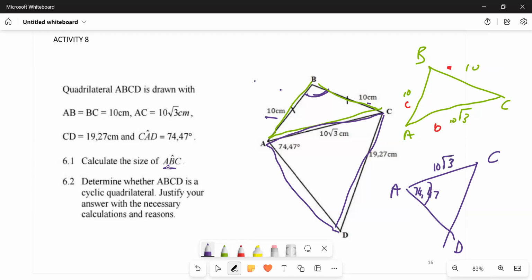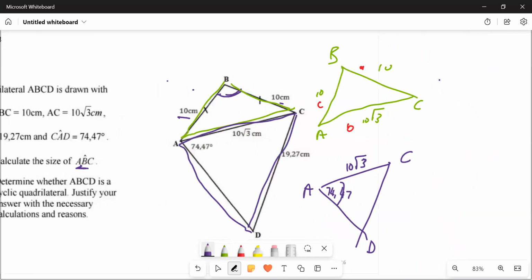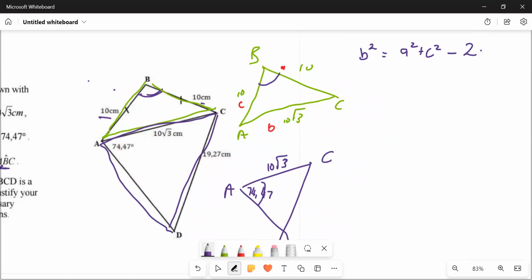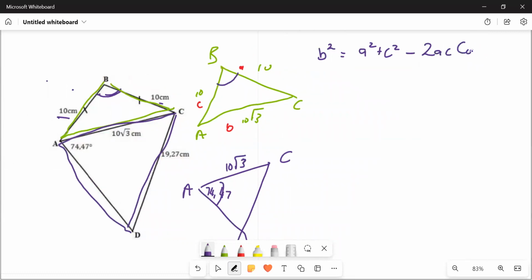The first question says we should calculate B. The only triangle that we can use to calculate B is triangle ABC. So what are we going to say here? Here we are looking for B. We're going to start by saying b squared is going to be equal to a squared plus c squared minus 2ac, and then multiplied by cos of B.